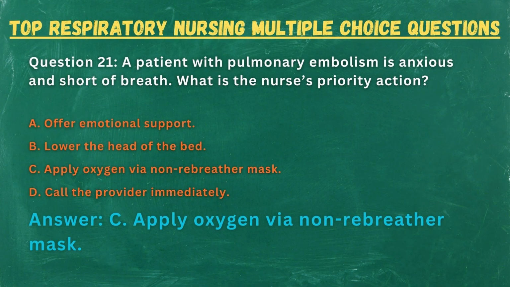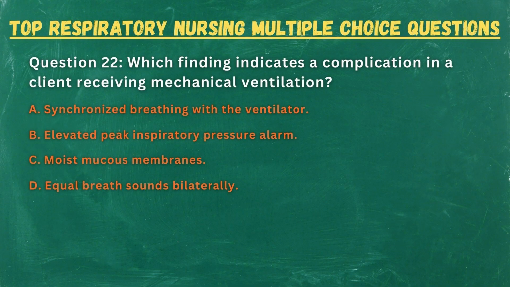Answer. C. Apply oxygen via non-rebreather mask. Question 22. Which finding indicates a complication in a client receiving mechanical ventilation? A. Synchronized breathing with the ventilator. B. Elevated peak inspiratory pressure alarm. C. Moist mucous membranes. D. Equal breath sounds bilaterally.